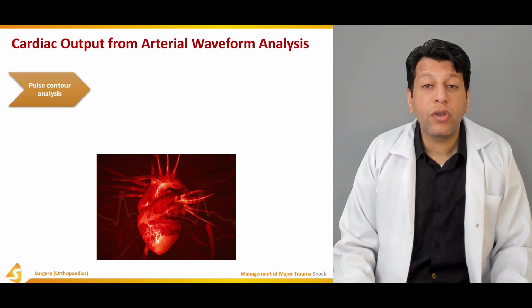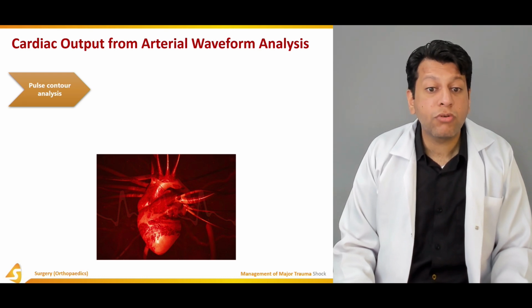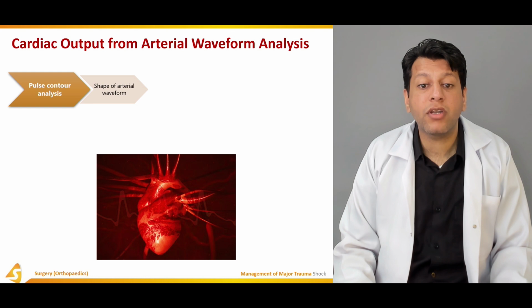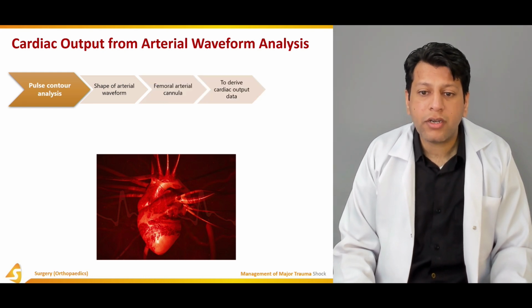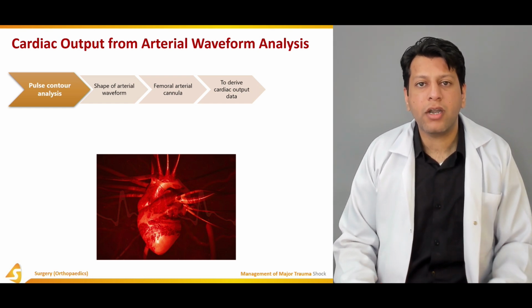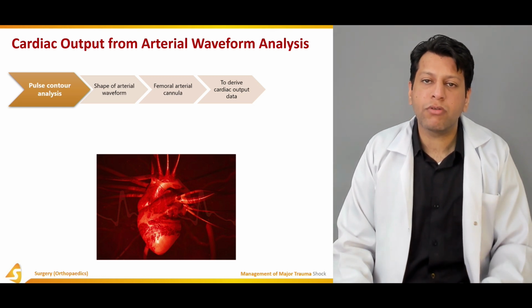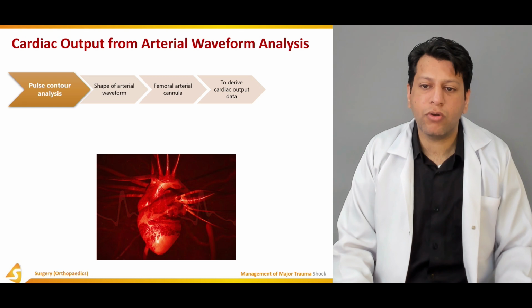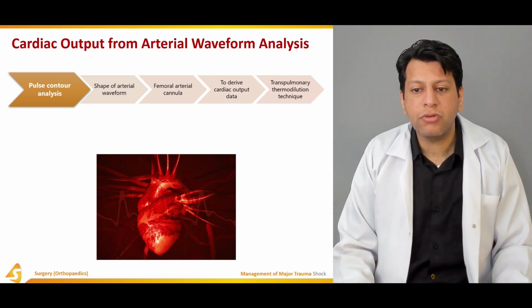So what are the different ways by which we can monitor a patient who is suffering from shock? These include pulse contour analysis. This looks at the shape of an arterial waveform, where usually a catheter was placed in the femoral artery, and it gave us some analysis of how much the cardiac output is, what the BP was, what the pulse was, and what the rate was. It was through the transpulmonary thermodilution technique.